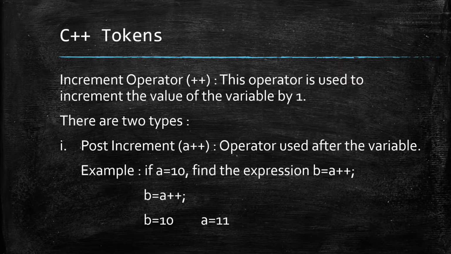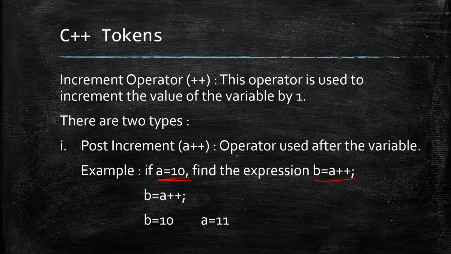Here we are given a value of a, which is 10, and an expression, b is equal to a plus plus. The expression says nothing but to find the value of b. Whenever you are given a plus plus operator, I'm telling a shortcut method first. First we'll understand the shortcut method, then you'll understand the original procedure.